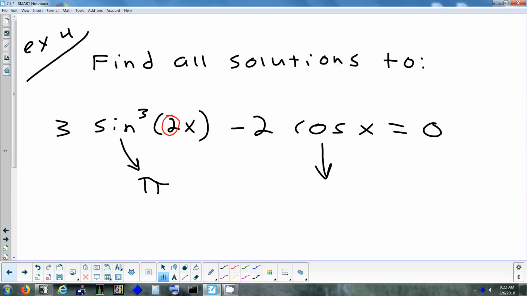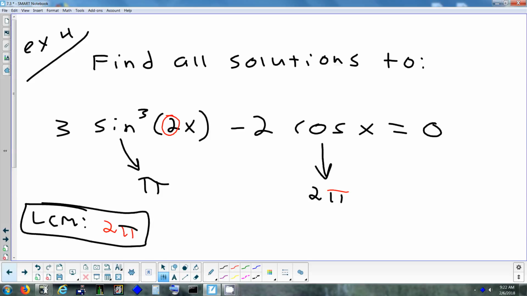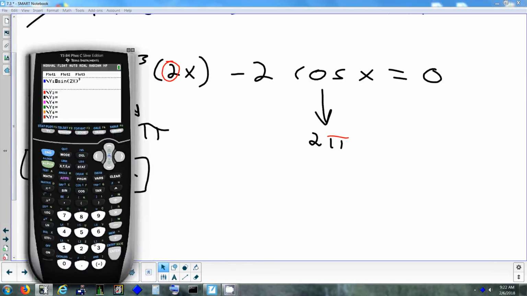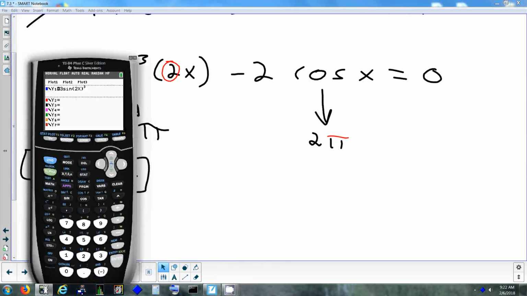Shauna, what's the period of just regular cosine? 2 pi. And Jay, what's the least common multiple of pi and 2 pi? 2 pi. Okay. So now we know what to put on the end of each answer. Plus 2 pi n. All right, let's graph it and see how many times it crosses the x-axis. So I need a 3 in front of that. And then minus 2 cosine x.